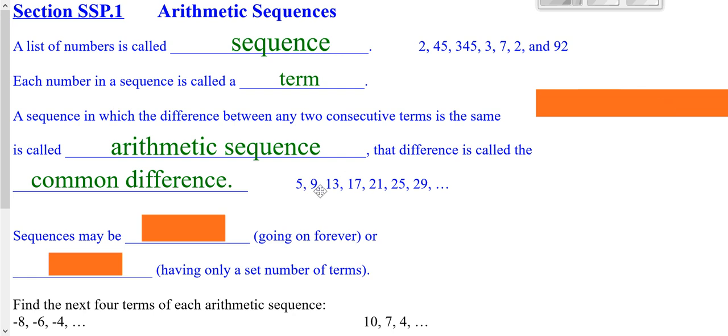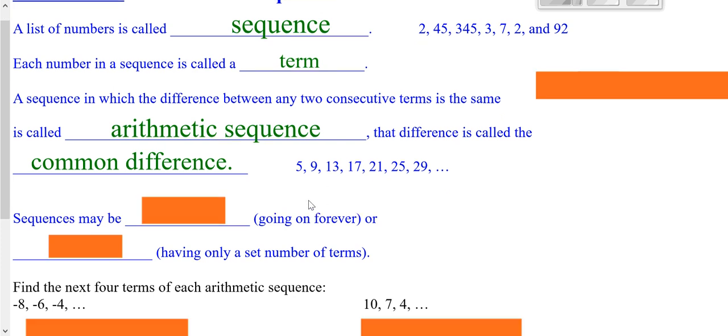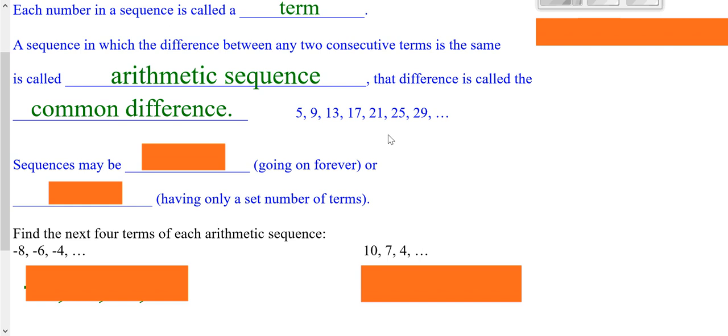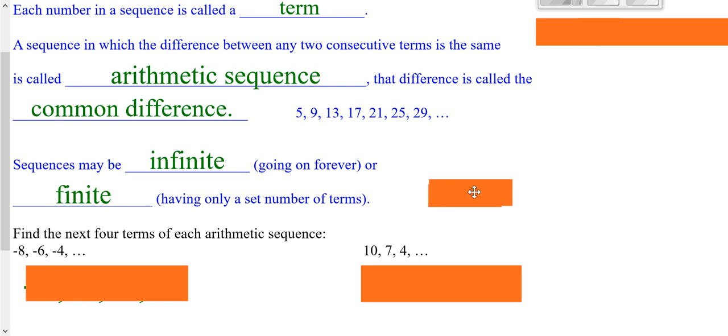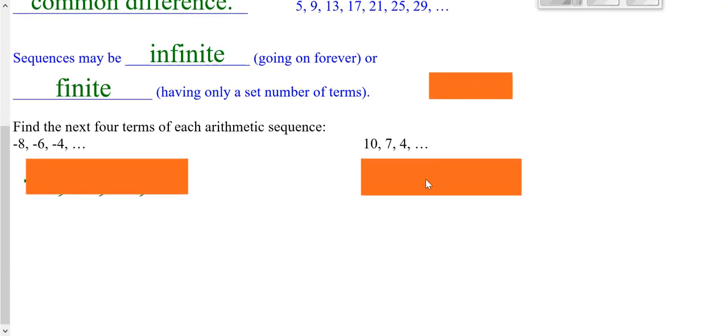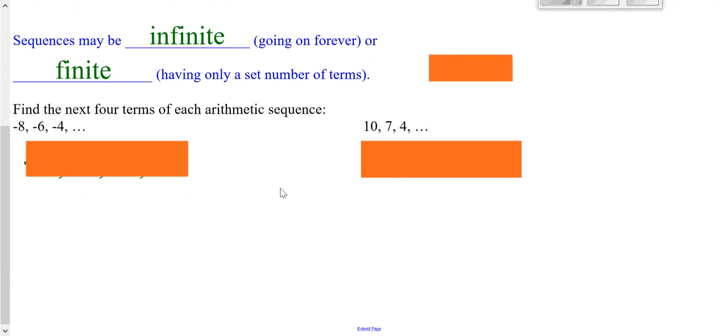So here's an arithmetic sequence. You'll notice you're always going up by 4, so your difference would be positive 4. Now, sequences can go on forever like this one here, meaning they'd be infinite. Or maybe they'll stop after so many terms like what I have shown here, and that would be referred to as a finite sequence.